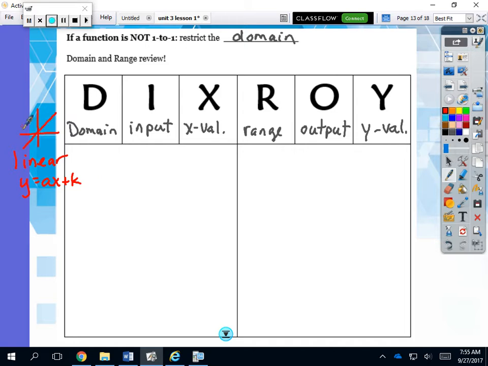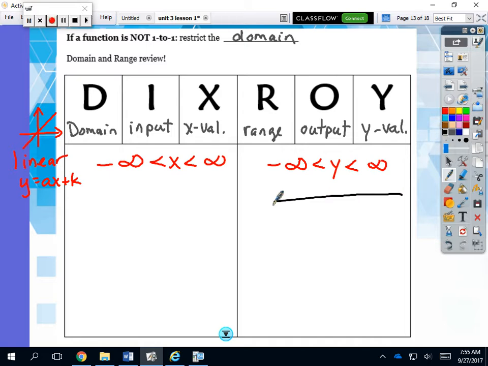That's going to pass the horizontal line test. So this is a one-to-one function, so we don't have to restrict the domain, and the domain is always going to be from negative infinity to infinity. X can be all real numbers. And the y's are also going to be all real numbers. Okay? So the linear function, we don't have to restrict.